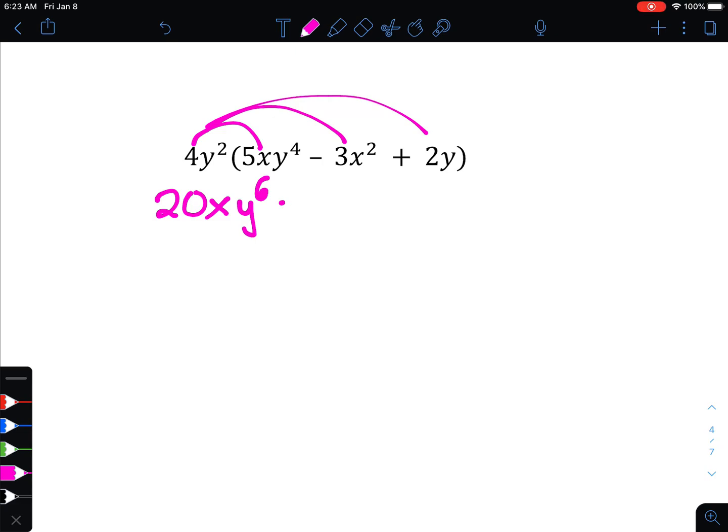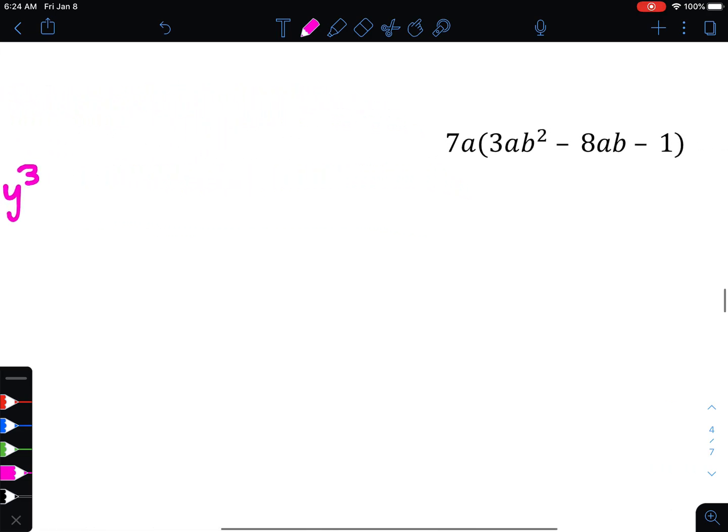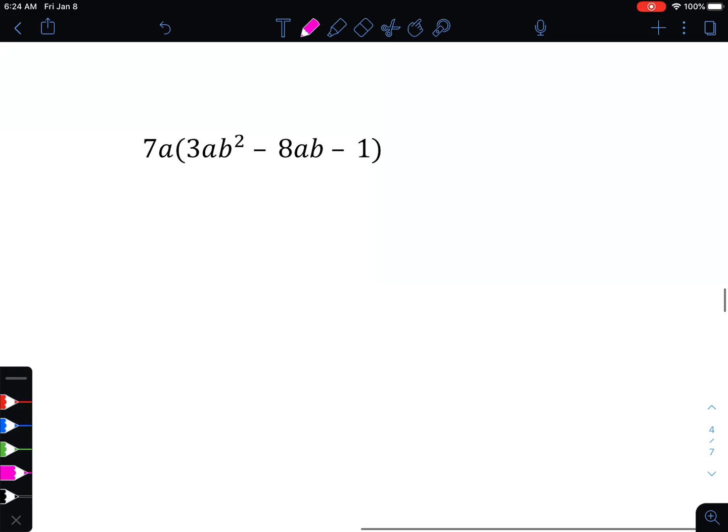For our next term, we're going to take 4 multiplied by negative 3, which is negative 12. And then y squared and x squared, nothing to combine with. So we just copy both of those down as x squared, y squared. Finally, for our last term, we take 4 multiplied by 2, which is 8. And y squared multiplied by y is going to be y to the power of 3. Okay, let's take a look at one last multiplication, and then we'll talk about division.